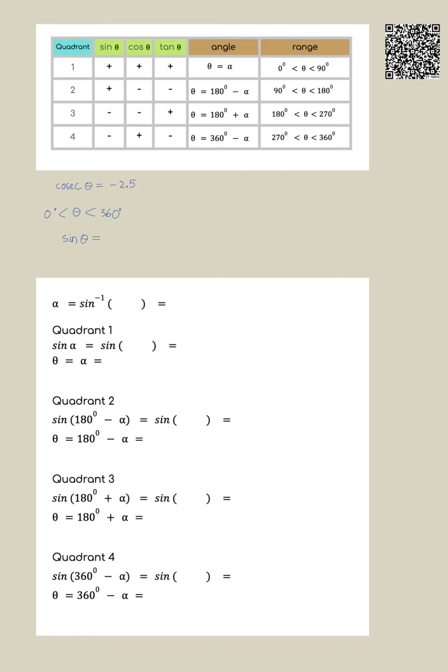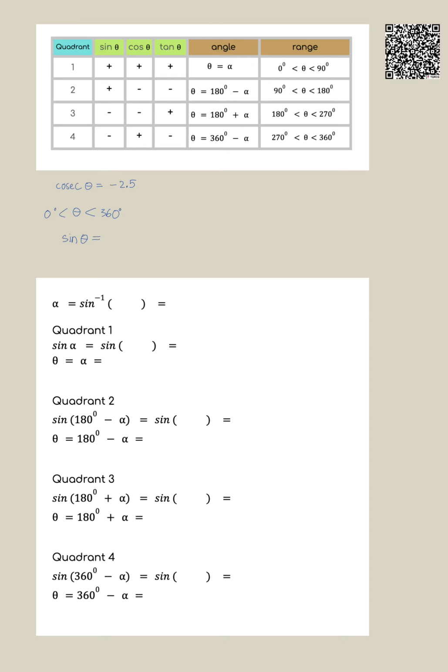Cosecant theta is equal to negative 2.5. You are asked to find the angle, and they give you the range of values of theta you're supposed to find, which is from 0 to 360 in that question. It seems like this is a straightforward question.